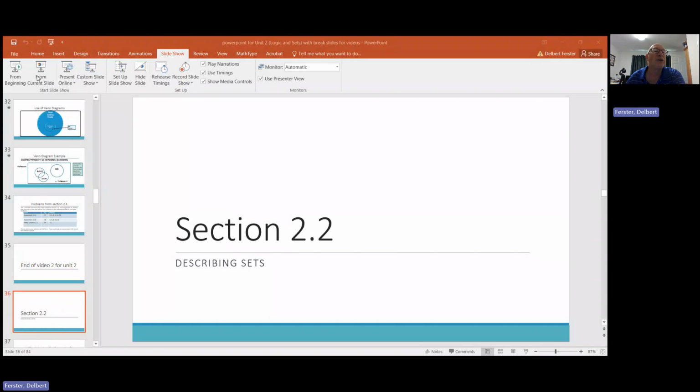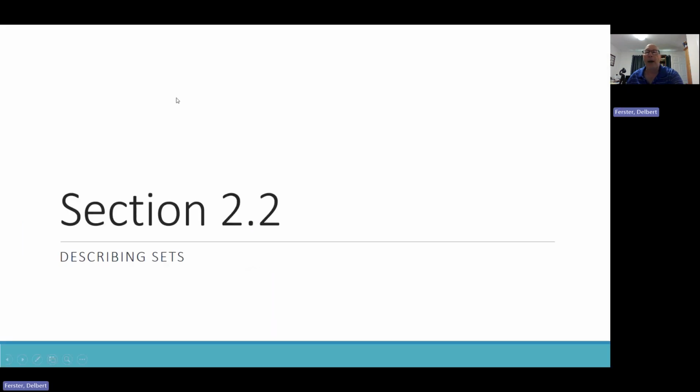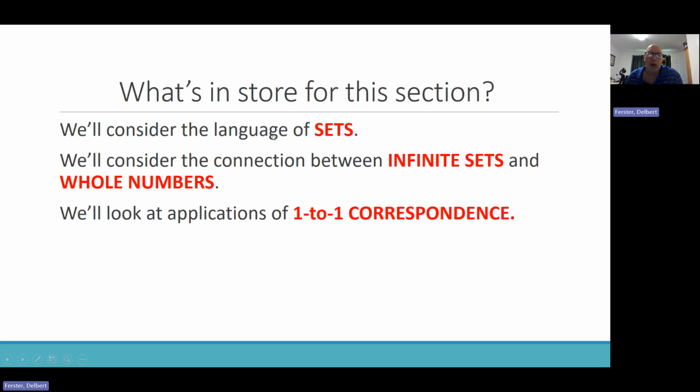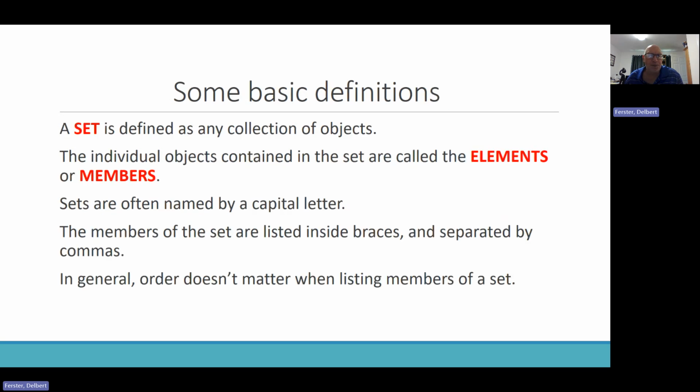All right, let's go from the current slide. Okay, so you can see we're moving into Section 2.2 where we will spend some time describing sets. For right now, sets are collections of items. Some books call them elements. So, some info about sets. There are things called infinite sets and finite sets, and we'll look at the difference between the two. We'll look at what it means for two sets to have a one-to-one correspondence.